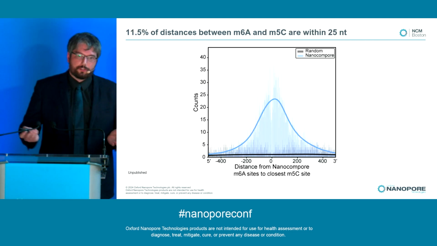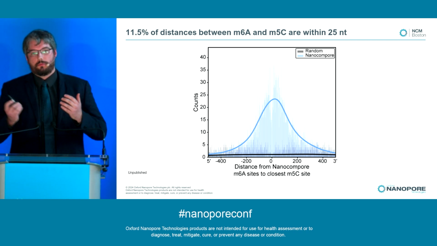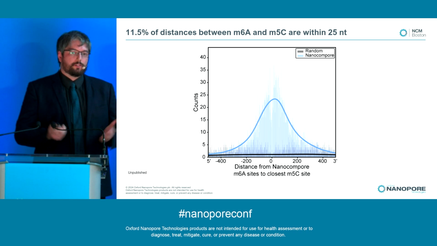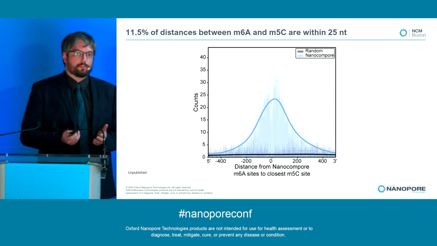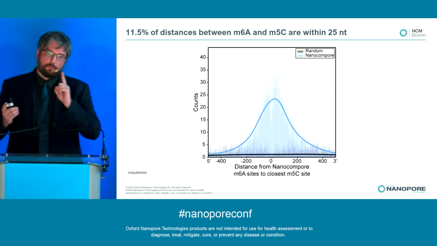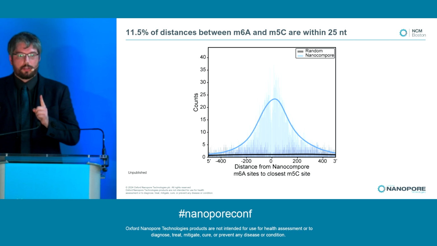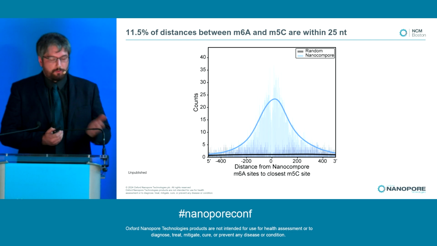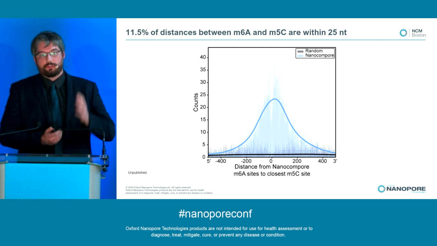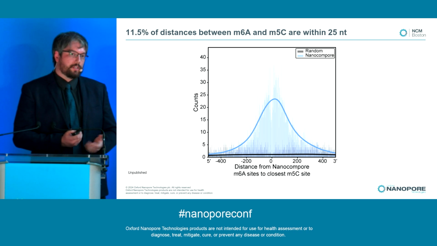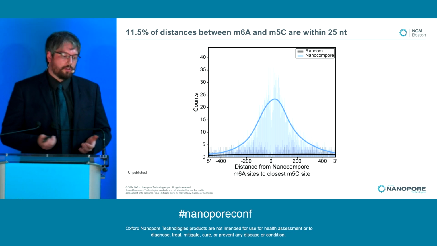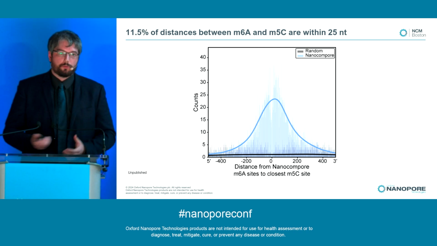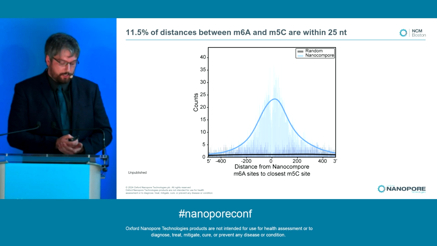And so when we look across the entire transcriptome for M6A sites that are in proximity to M5C sites, we see that there is this enrichment within 25 nucleotides. If we look at the distance from an M6A site to the closest M5C site, we're finding that about 12% of our data, 11.5% of our data, show that there's an M5C within 25 nucleotides of an M6A on the same transcripts. And so this is giving us a lot of thoughts that there might be more coordination between these modifications than previously identified in the literature.